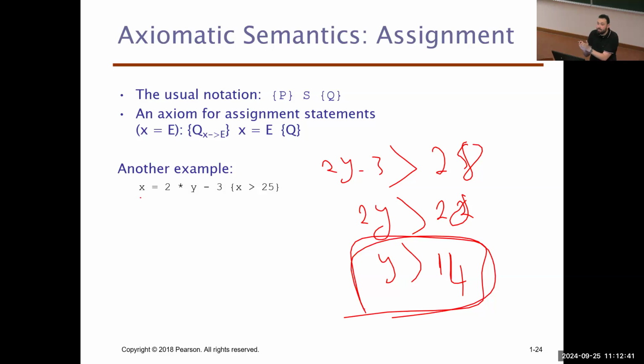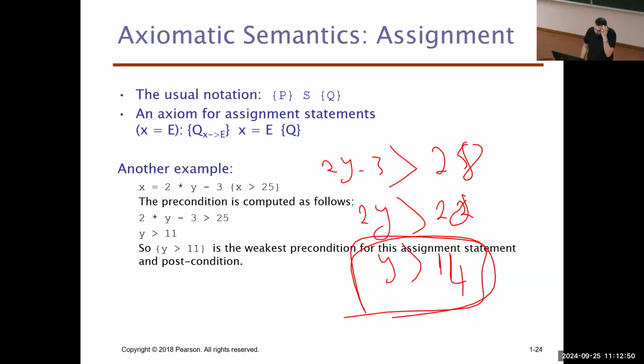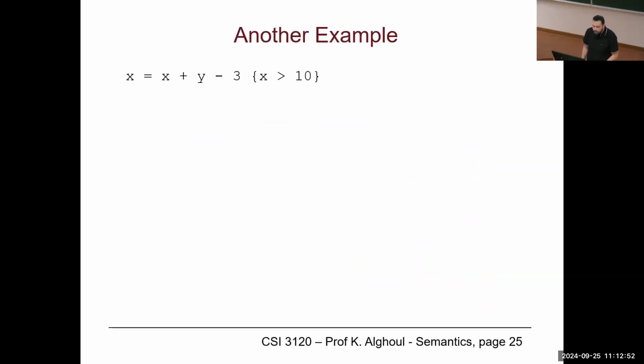So these are the steps that you're going to do to find the weakest precondition. Always remember, another answer may be correct but not the weakest. It's still correct. We're going to fix this. Now, x equals x plus y minus 3.